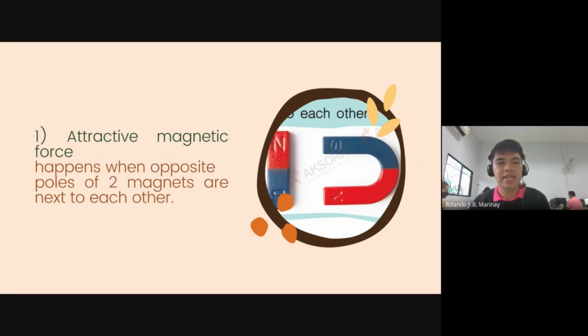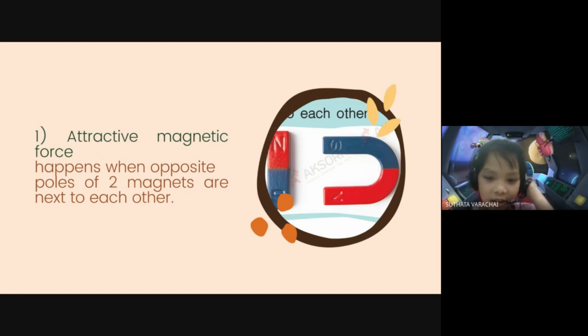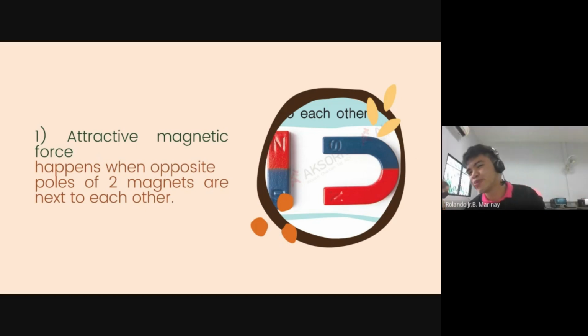What about this one? The magnet. Contact force or non-contact force? Non-contact. Okay, the magnet doesn't require contact force. The magnetic force is an example of non-contact force.